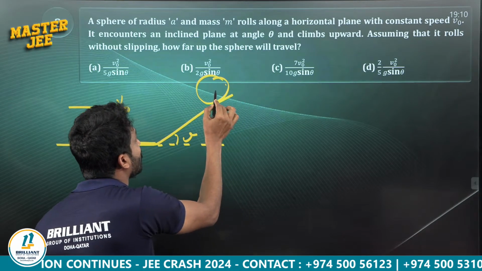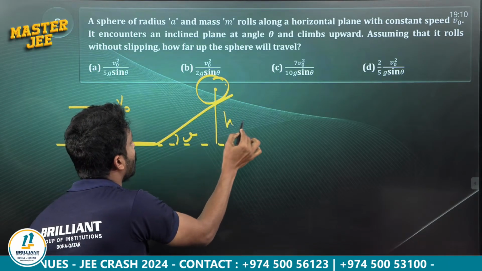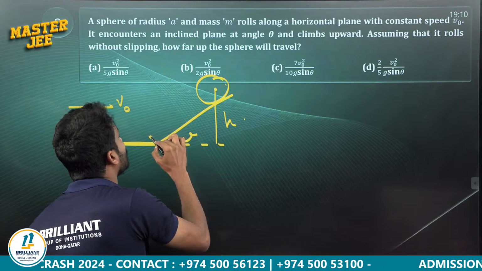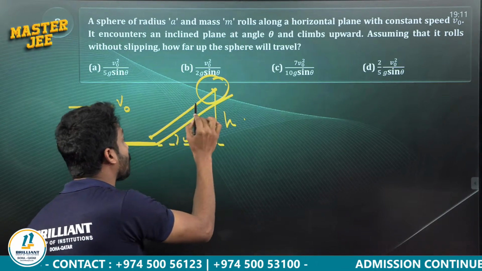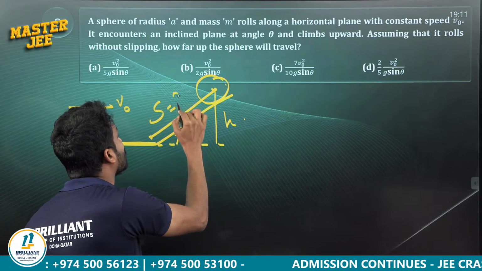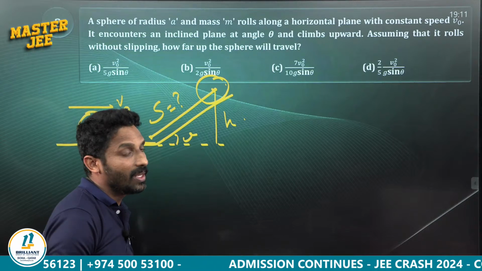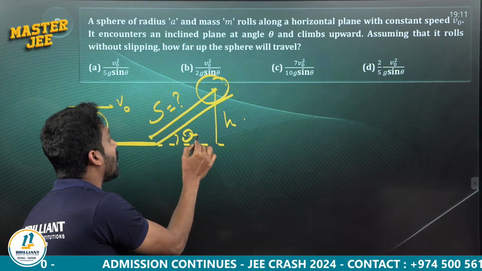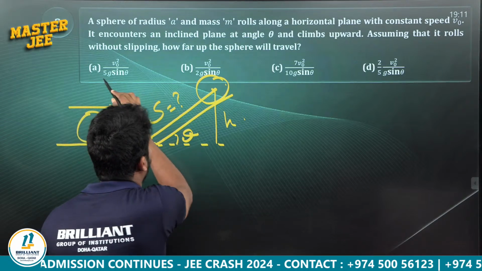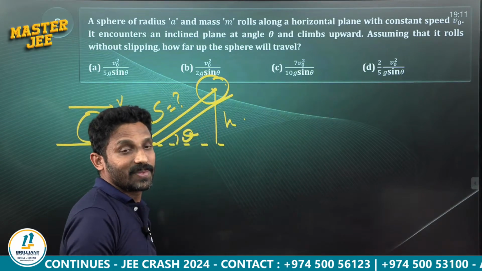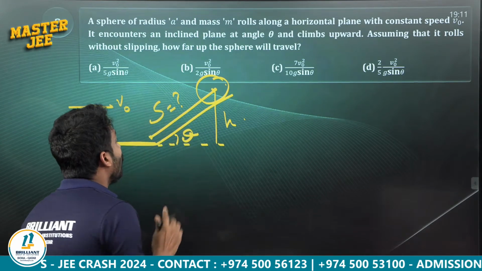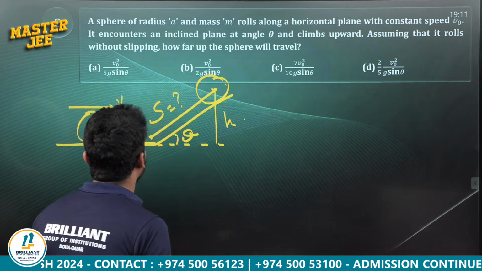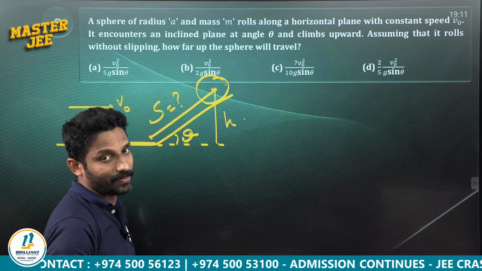Suppose the sphere reaches a maximum height h. They are asking what is the distance s traveled by the sphere on this inclined plane. If we get this h value, we can easily get the s value, because theta is given and the options are also in terms of theta. Now, we can find h by conservation of mechanical energy.